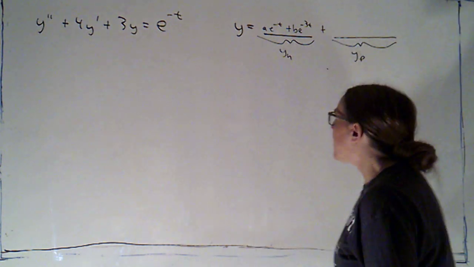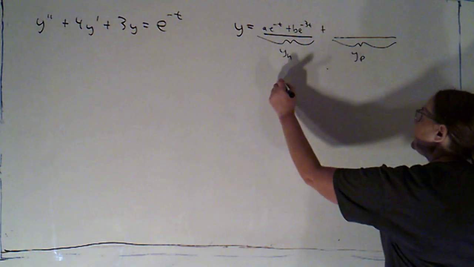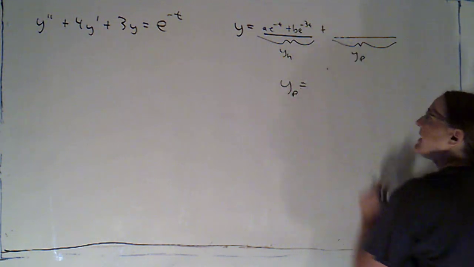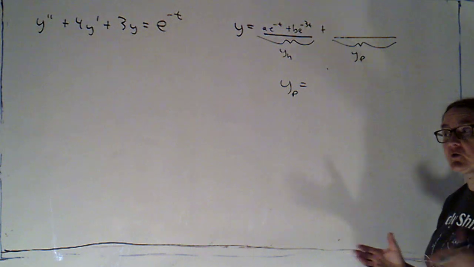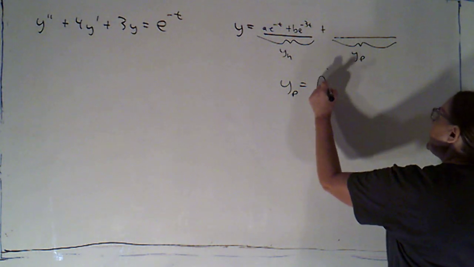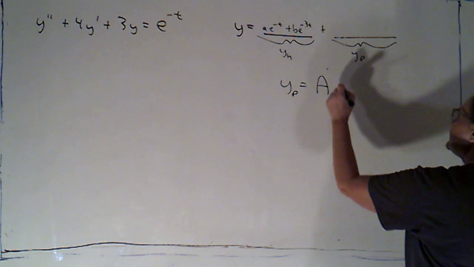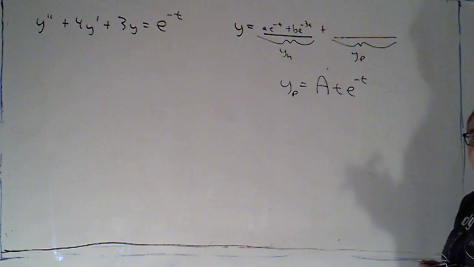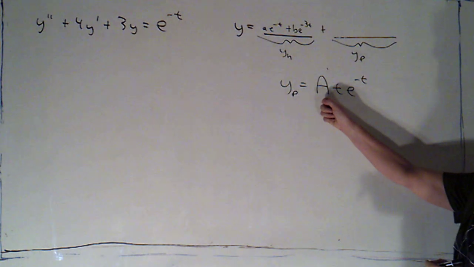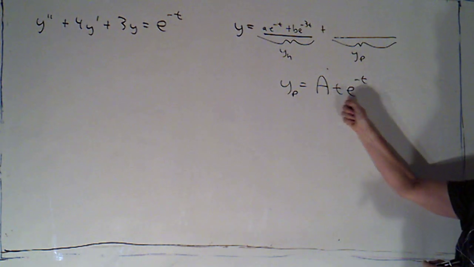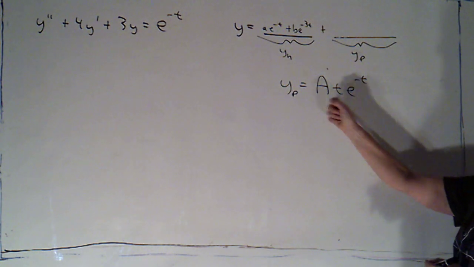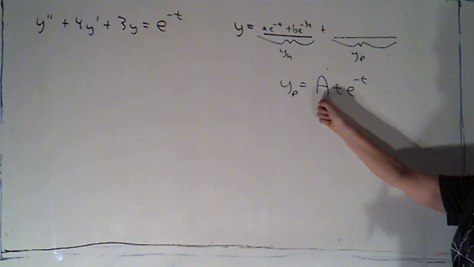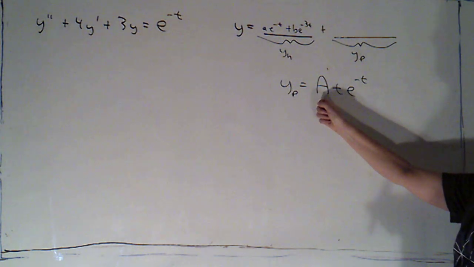So we're going to modify our guess, and we're going to do the same thing that we did when we had a first-order situation like this. I'm going to guess that instead of just having e to the negative t, I have t times e to the negative t. So I'm going to guess that I have some multiple of t times e to the negative t, and my goal is to find a value of a that will make that work.